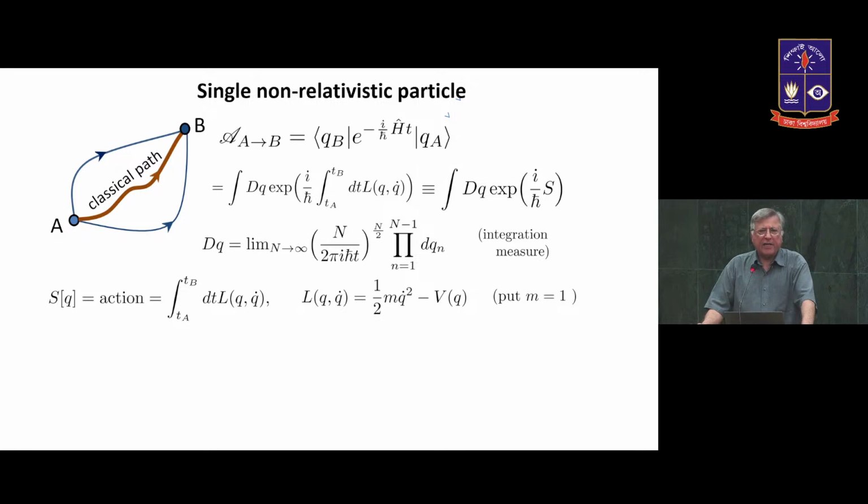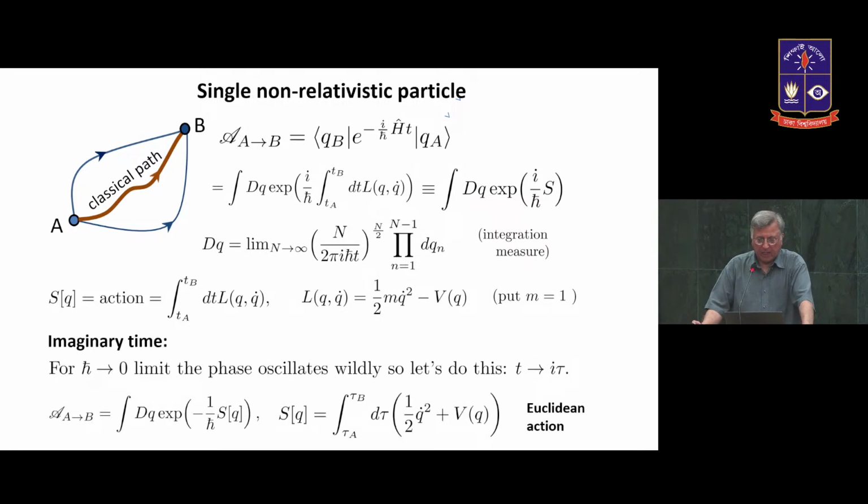But that oscillates wildly. And the bigger h is or t is, the more it oscillates. And so in quantum field theory, one likes to go to Euclidean space. So you use imaginary time. You let t go to i times tau, where tau is real. And so then you get something that's damped.